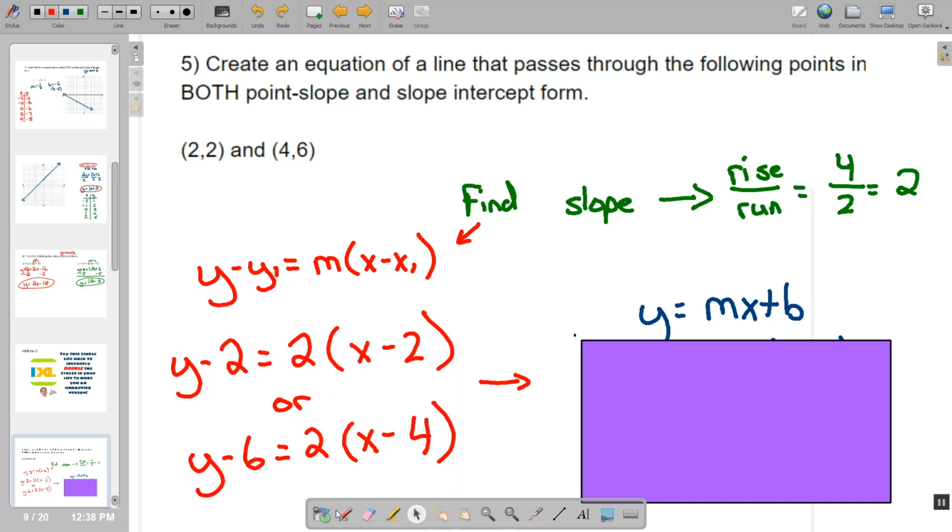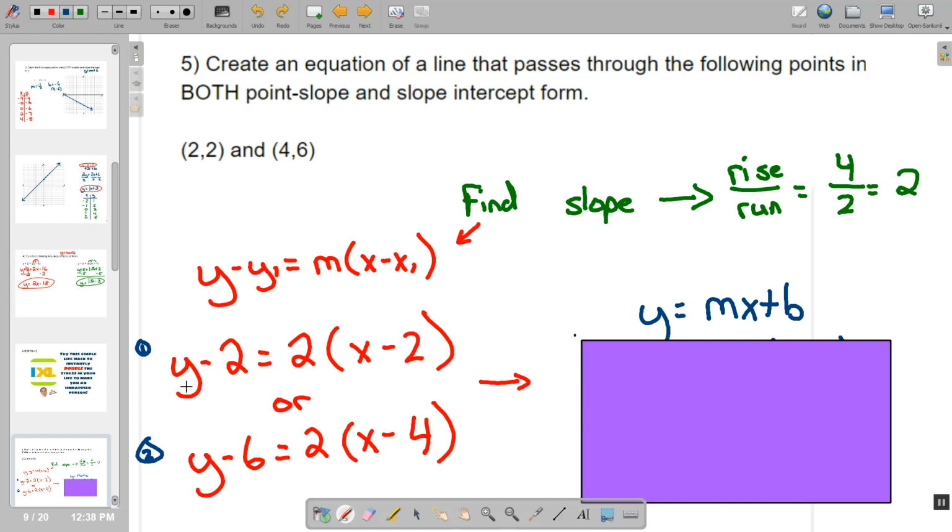And there are 2 options for this. Both of these are correct. So y minus 2 equals 2 times (x minus 2), or you could do y minus 6, because that's the y value, equals 2 times (x minus 4).